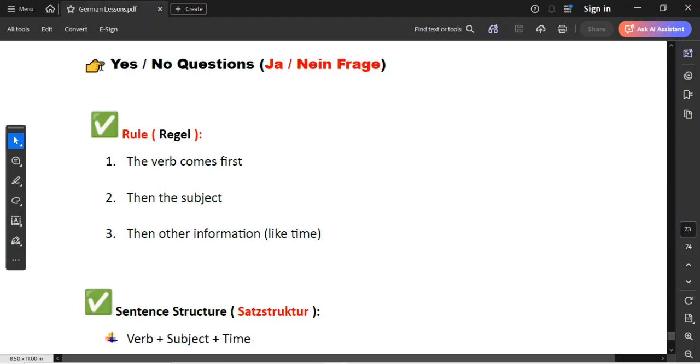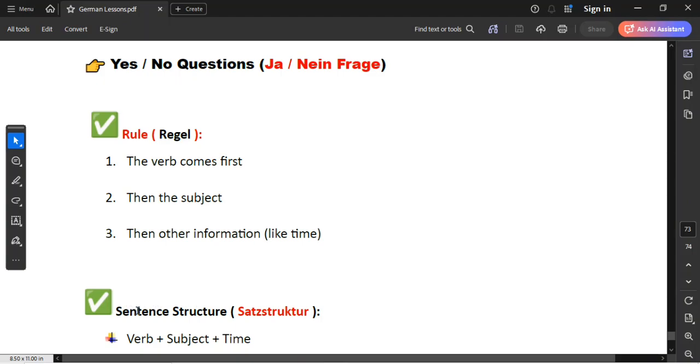Now, I want us to look at the rules in making a yes or no question, that is Ja oder Nein Frage. I'm going to start with the Regel. Regel Nummer 1, the verb comes first. Remember in the statement, the verb was coming in the second position. Now in this case, for Ja oder Nein Frage, the verb comes in the first position, followed by the subject. Then the other information follows, like time.